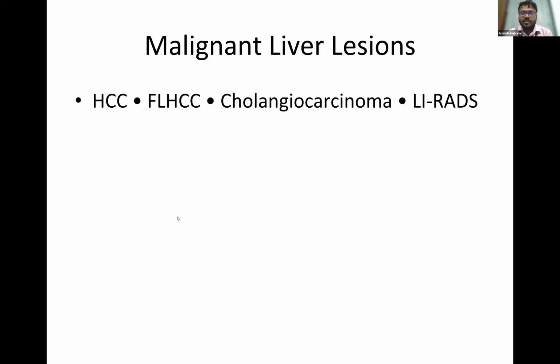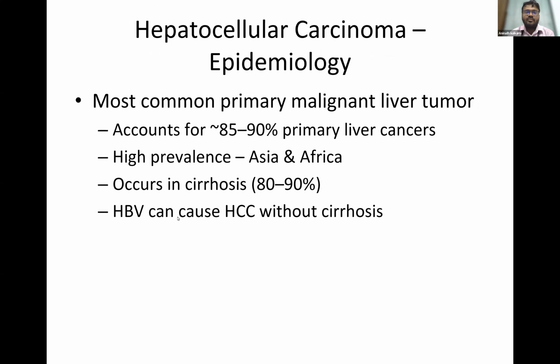We'll discuss malignant liver lesions. So let us start. First we'll discuss hepatocellular carcinoma. It is the most common primary malignant liver tumor. It accounts for 85 to 90% of primary liver cancers. High prevalence is seen in Asia and Africa.